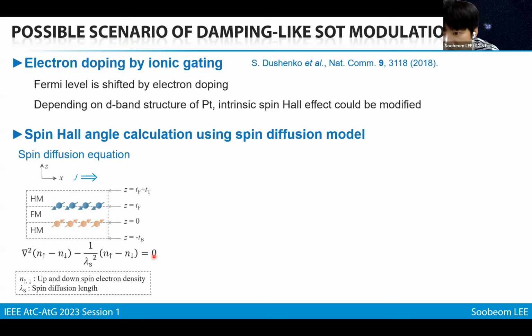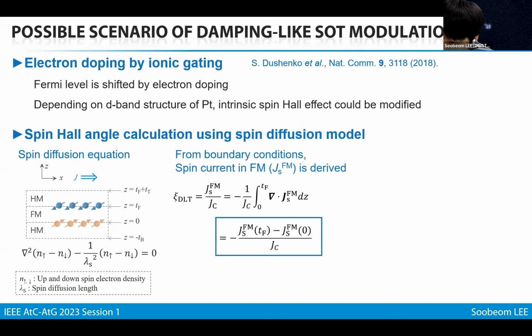using the following theoretical model. The model is constructed based on the spin diffusion equation, and a very simple non-magnetic, ferromagnetic, non-magnetic trilayer is considered. To simplify the calculation, several rough assumptions are introduced, such as a transparent interface with no spin memory loss, isotropic spin relaxation in the ferromagnetic material, and the whole top layer is affected by electric gating.